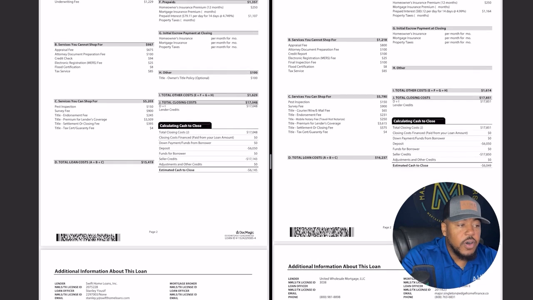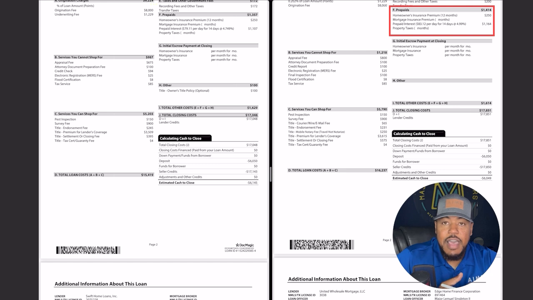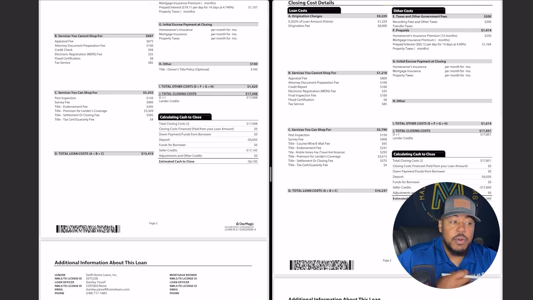All right, so you go on here. Section E is going to show you your taxes and other government fees. Section F is going to be your prepaids, okay, on your property taxes and your insurance. These are prepaid. So when you close on your home, there's a certain amount of property taxes that have to be collected up front, okay? There's a certain amount of prepaid interest that has to be collected up front, okay? If you want the prepaid interest to be lower, you close at the end of the month.